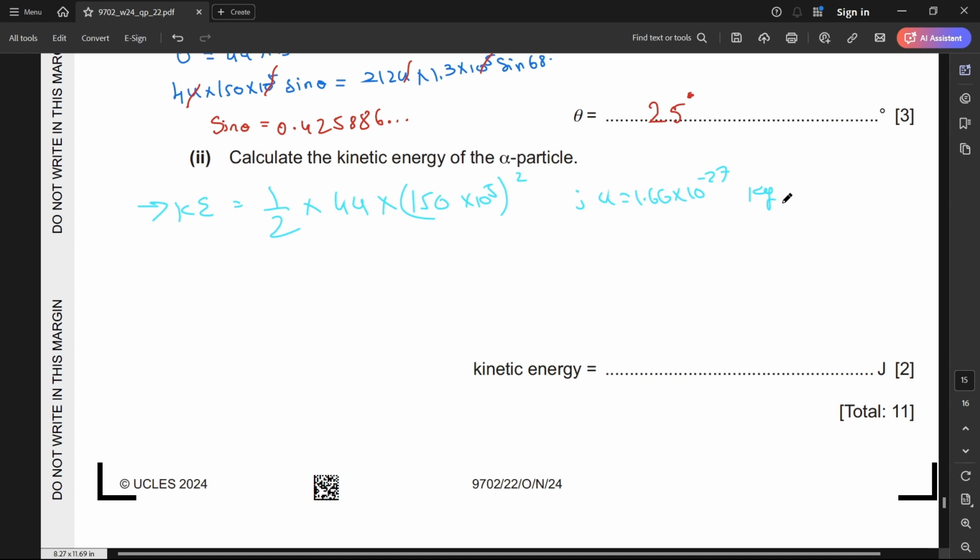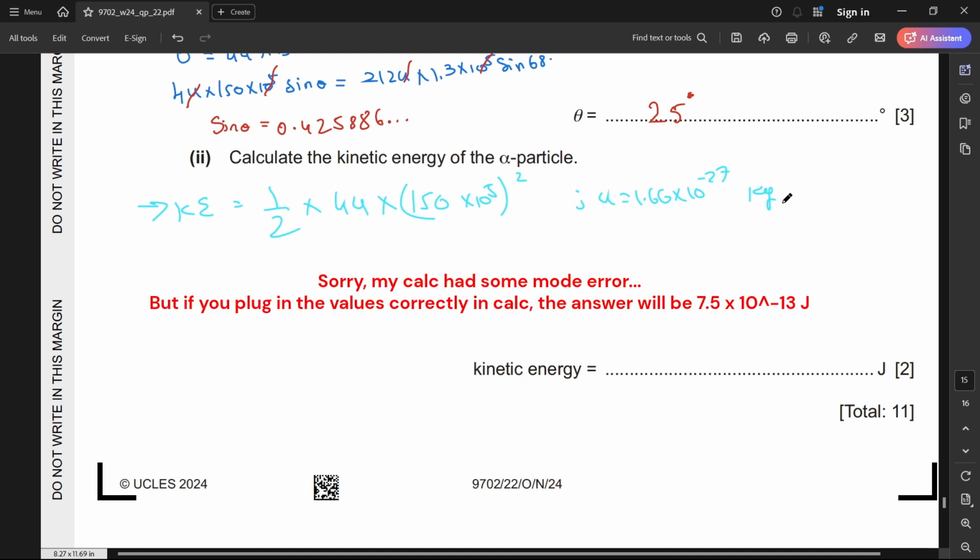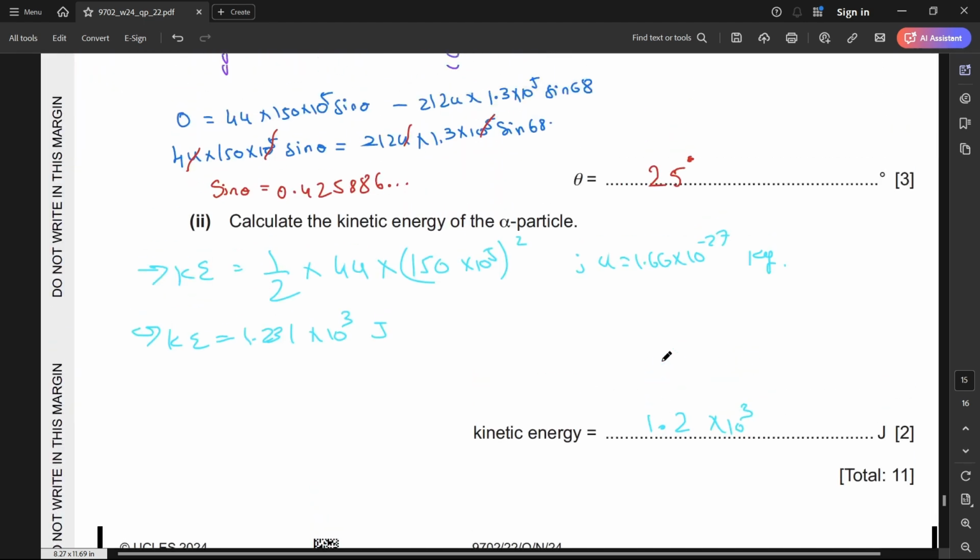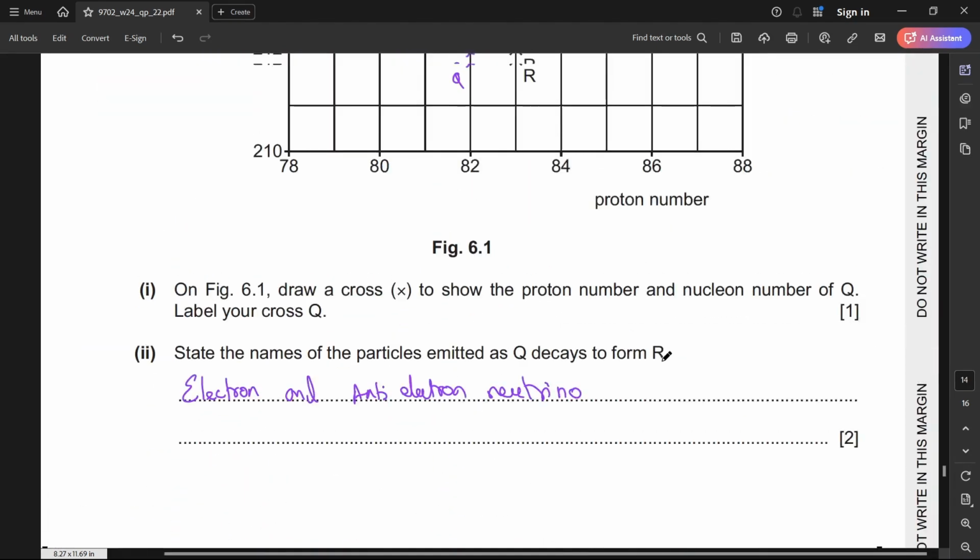the answer that I'm getting is coming out to be, just a second, I'll need to change the mode because my answer is coming to be negligible. So it is coming out to be 1.23 into 10 power of 3. So I can say that KE is equal to 1.231 into 10 power of 3 joules. So 1.2 kilojoules or 1.2 into 10 power of 3 joules is what I can write. So that is how you solve the last question of this paper.